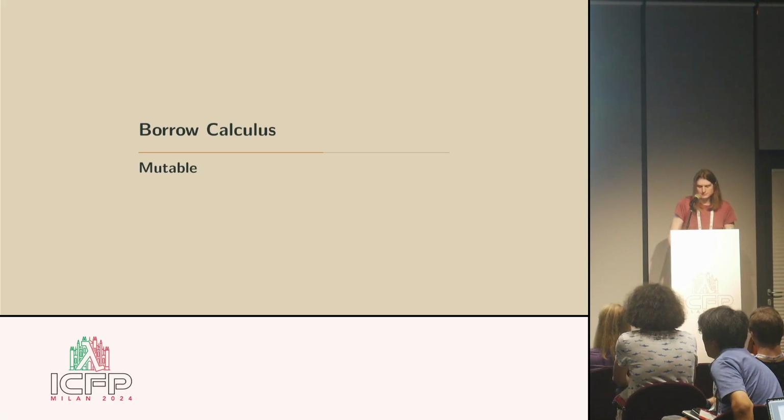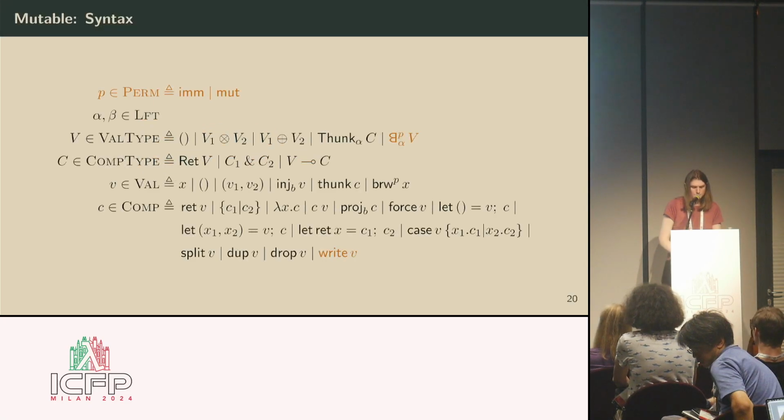OK, so that was lifetimes added to our read-only calculus. But it would be nice if we had mutable borrows. So I'm going to do that. This is our last type system feature. So we add this permission thing, which is either immutable or mutable. And we stick it on our borrow type.